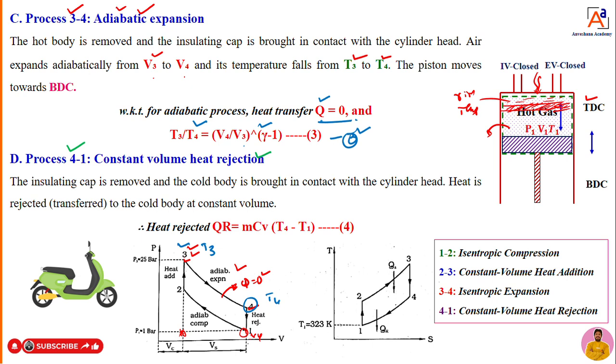So what we have to do? We have to remove the exhaust of hot gases which is present inside the cylinder. How are we going to remove it? We are going to remove those hot gases at a constant volume. That is nothing but heat rejection at constant volume. That is nothing but process 4 to 1. That you can see here now, dear students.